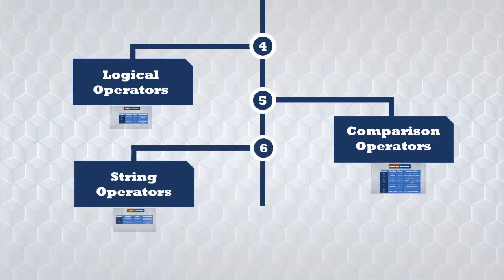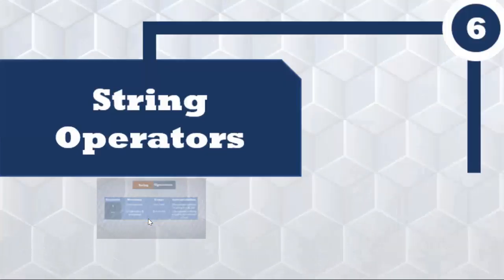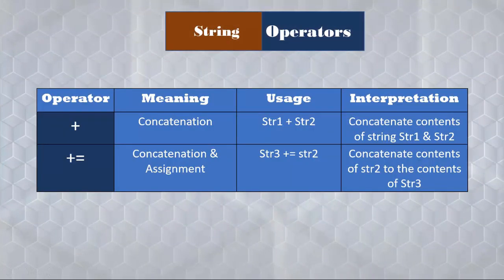The last category of operators in JavaScript are called string operators, which we have already covered during our practice time. So what are string operators? These are the operators that perform some operations on strings. These are specific to strings. So let us see the operators that are available. There are two string operators.